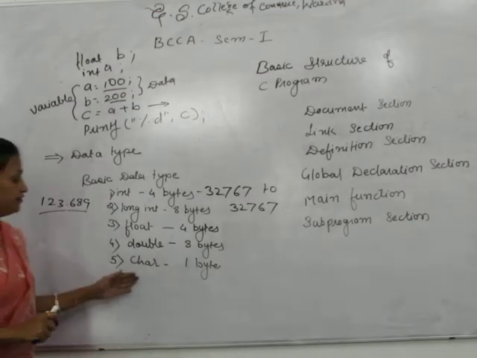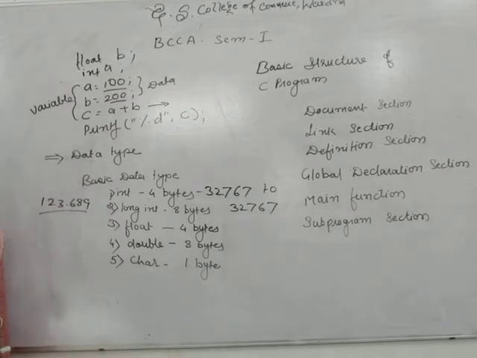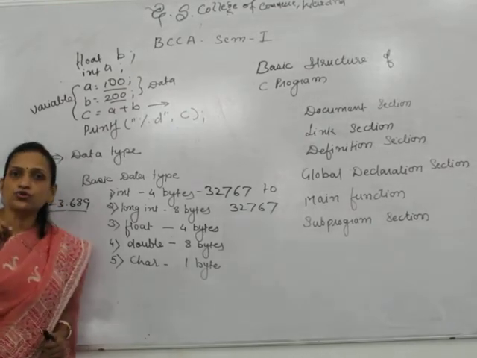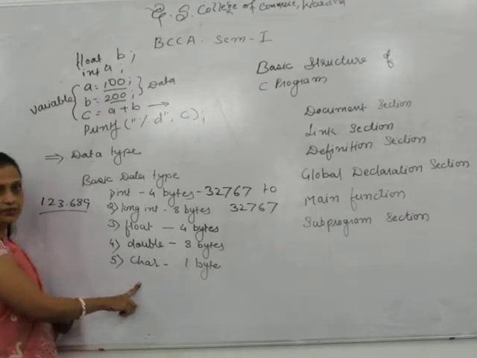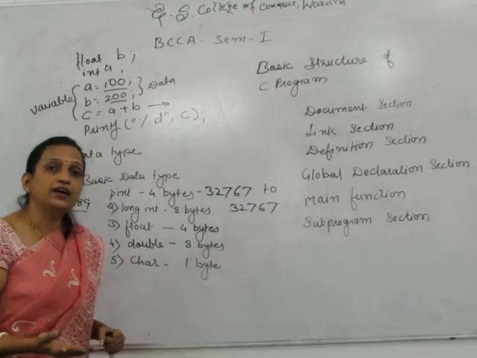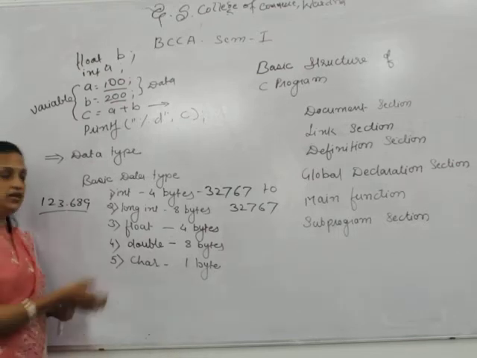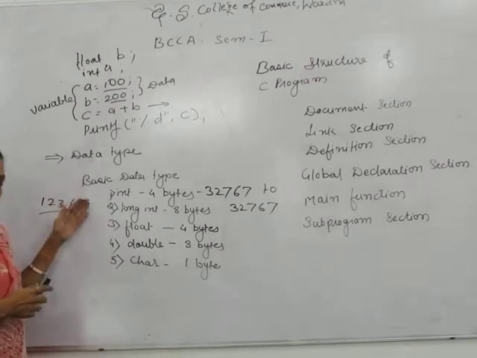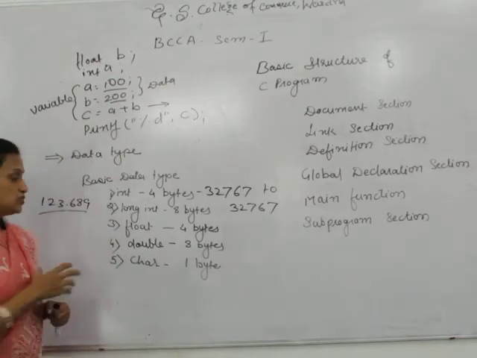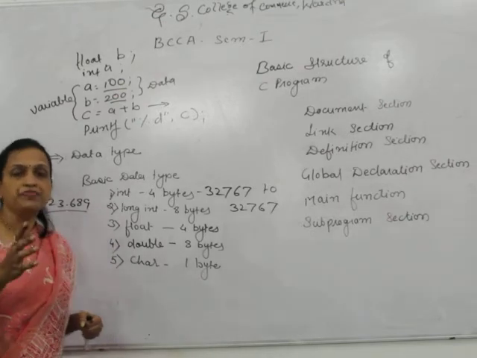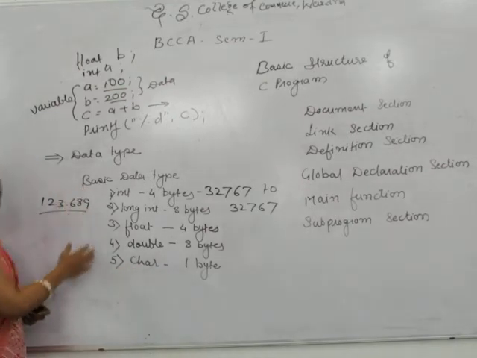And the fifth is the char data type. What do you mean by char data type? Char data type is the character type. That means if you want to store a single character, you have to use the char data type. This concept will be more clear when we do the programming. When we start programming, I will repeat this concept for you, and it will be more clearly understandable by you. So these are the basic types.